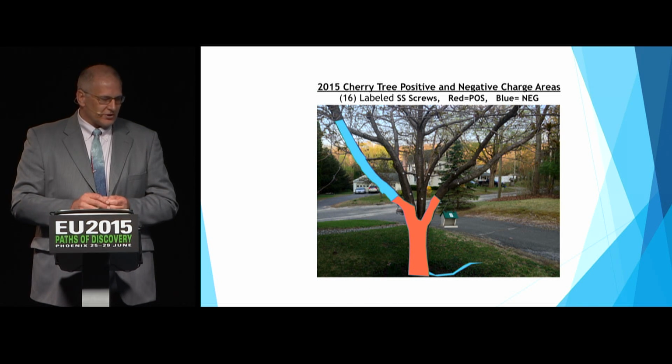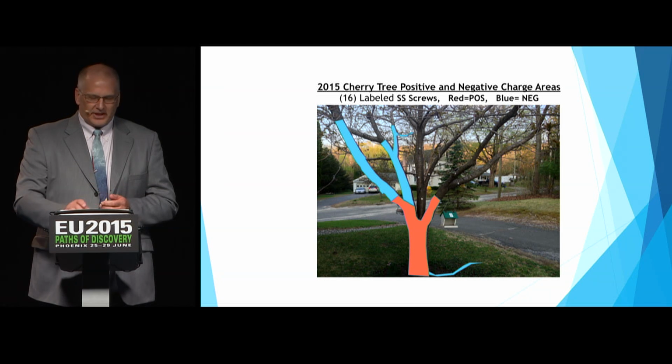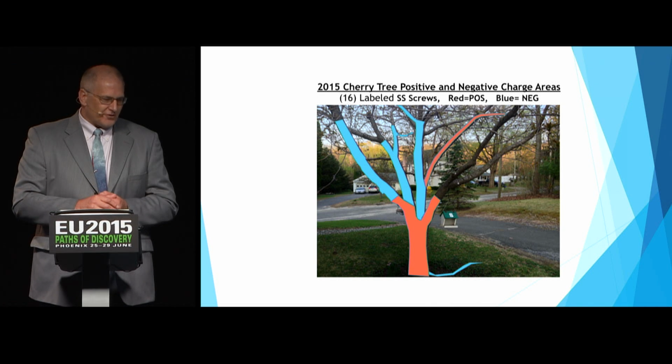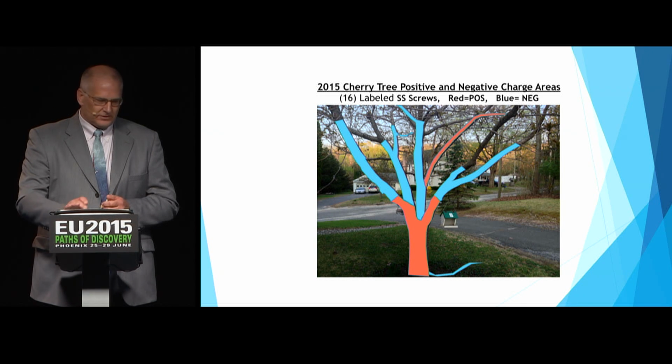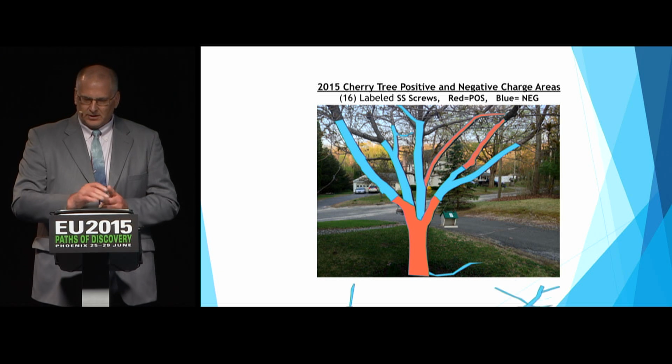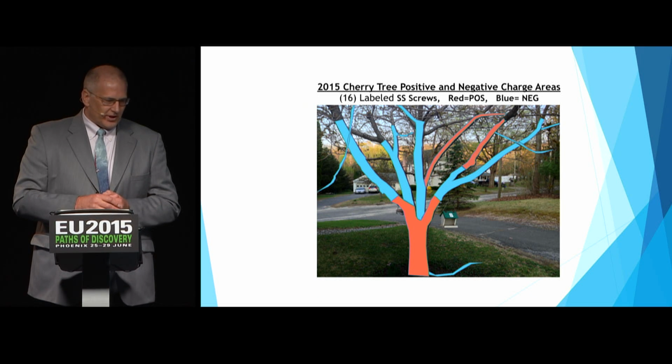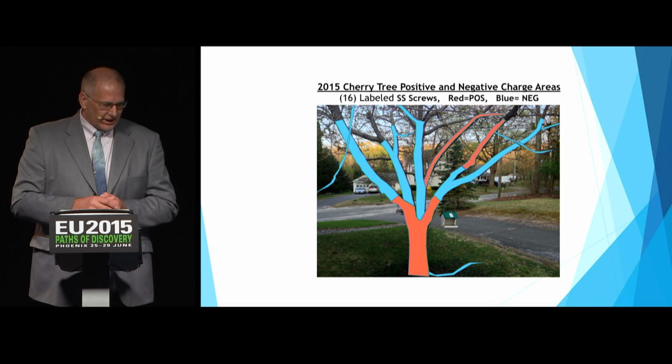Branch 4 was negative. Branch 3 was negative. Branch 2 was negative. An offshoot of branch 2 was slightly positive. Branch 1 was negative. Offshoot of branch 1 was slightly positive. And the rest of the readings were negative, strongly negative.